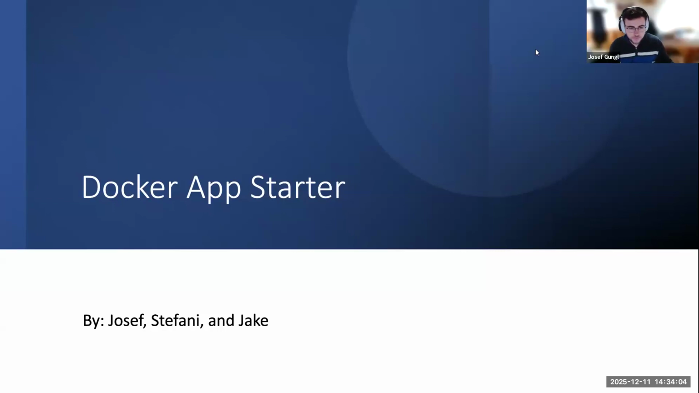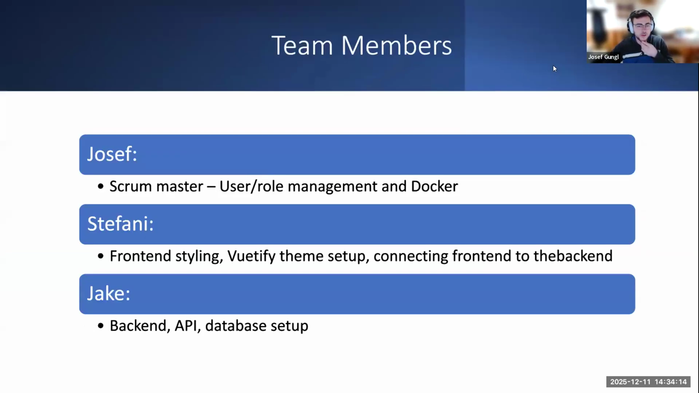All right. So we are the Docker App Starter group, and we'll go ahead here and get on with our presentation. My name is Joseph. I acted as a Scrum Master over the course of this project. My main contributions to our project was the user and role management, and then also setting up and configuring Docker.